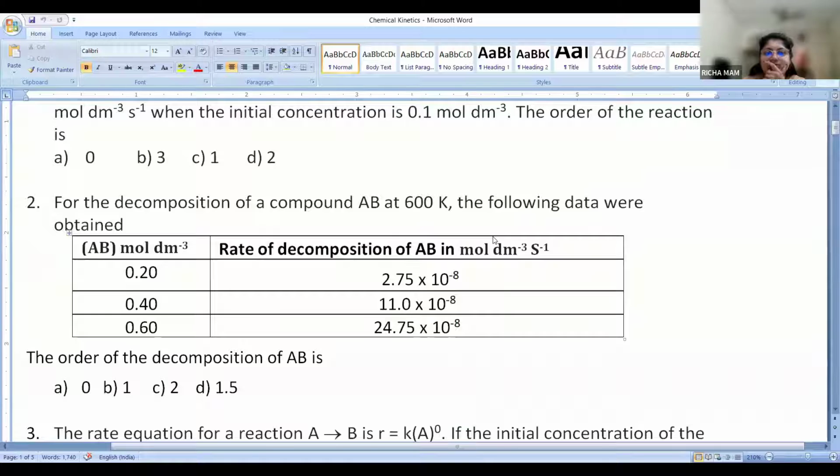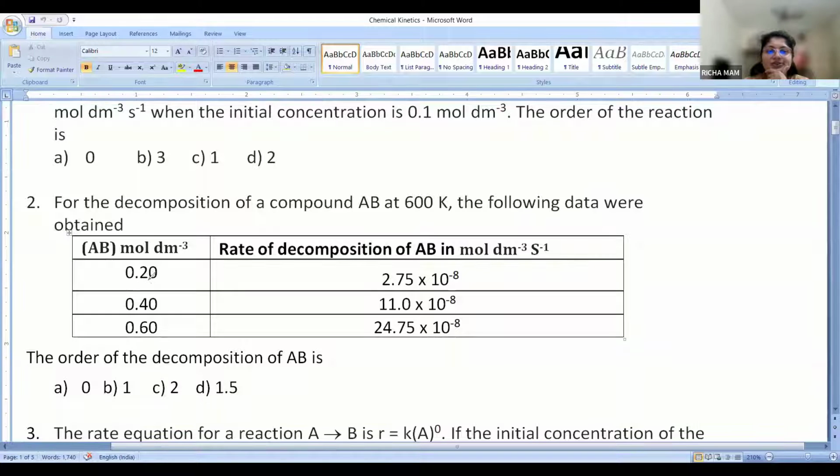Okay, so this is the data. You have to tell the order of the decomposition of AB. What is the order of the decomposition of AB? So this is the decomposition of compound AB. The decomposition of compound AB is taking place at 600 Kelvin. So the following is the data which is obtained.